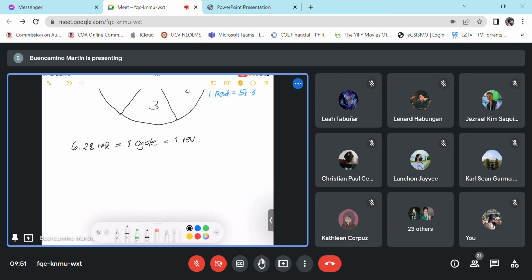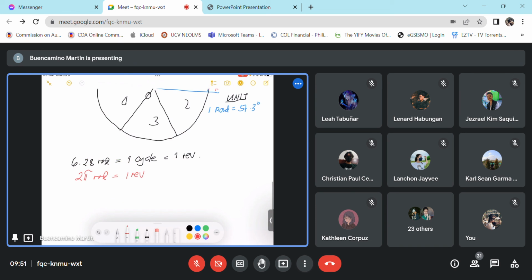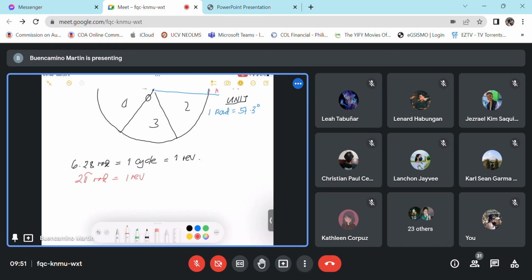Okay. And take note, class, that this 6.28 is actually also your 2 pi. So we can say that there are 2 pi radians for every one revolution. Okay, so take note of that, class. Take note of this conversion of radian to revolution, and vice versa.